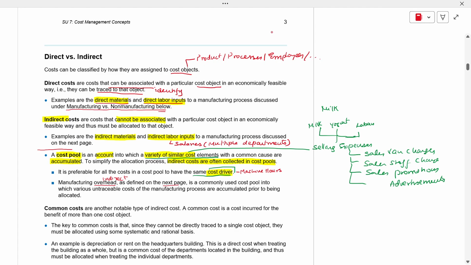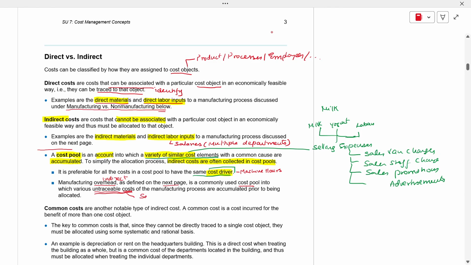A cost pool is commonly used for various untraceable costs, meaning anything we cannot find relevant to a single object. Anything we cannot identify easily, you put in untraceable cost. Assume we are going to say overheads. Let's take an example.